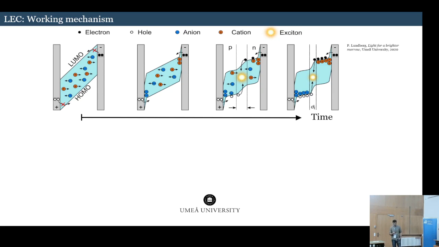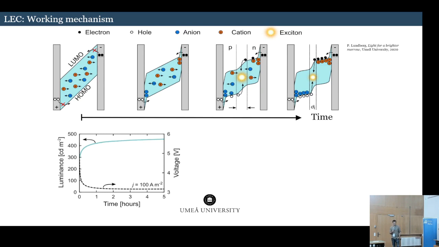Because we have electrochemically doped the whole active material, or the whole layer, right? So since this PN junction is formed in situ and dynamically, normally in the LEC field, we show the transients, and this is how a transient of an LEC looks like. We have an increasing luminance because more and more charges are injected, and we have a decreasing voltage. This is in constant current.